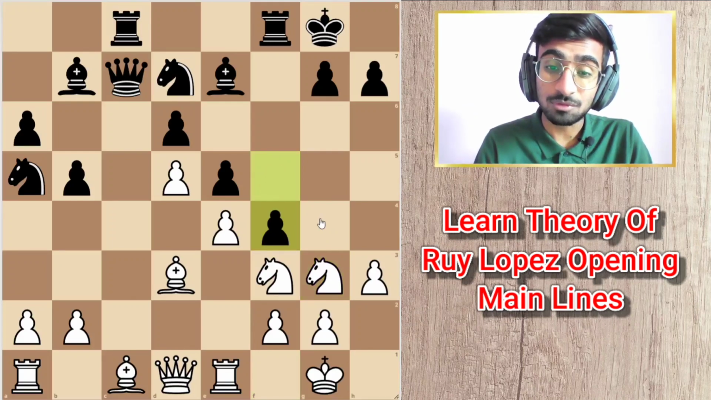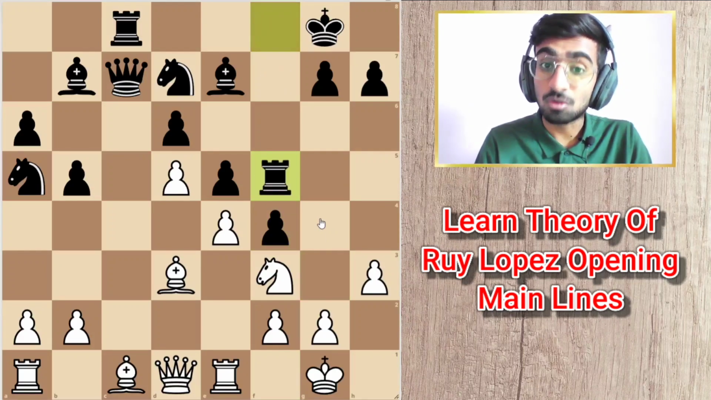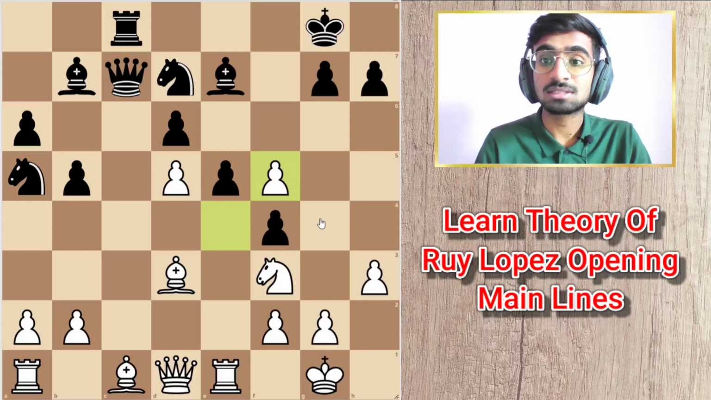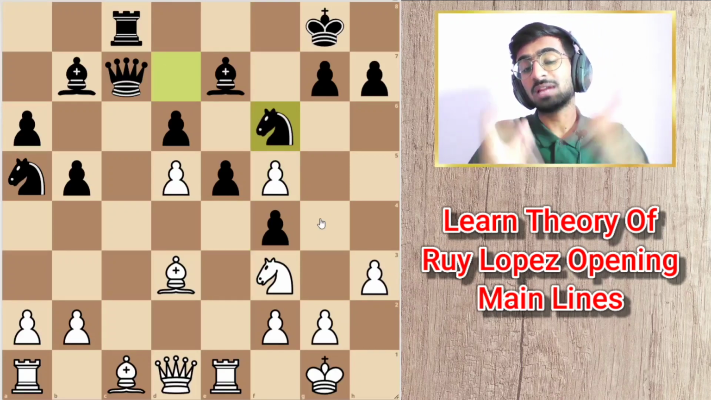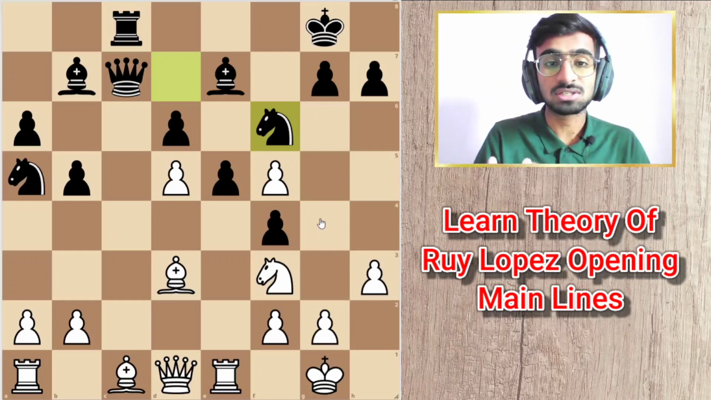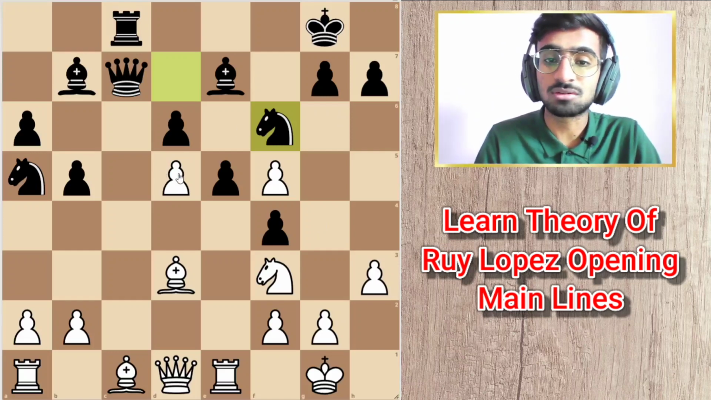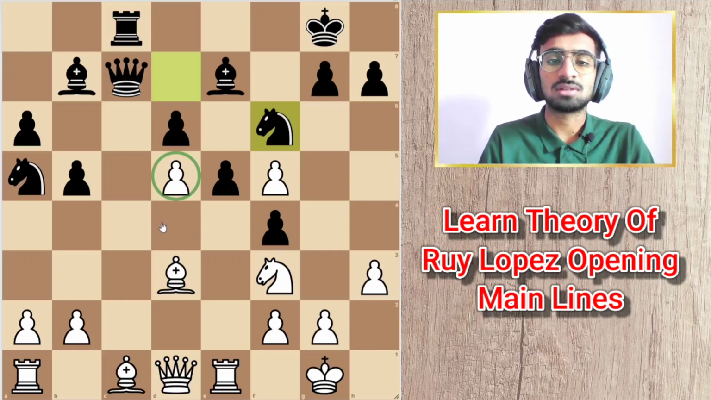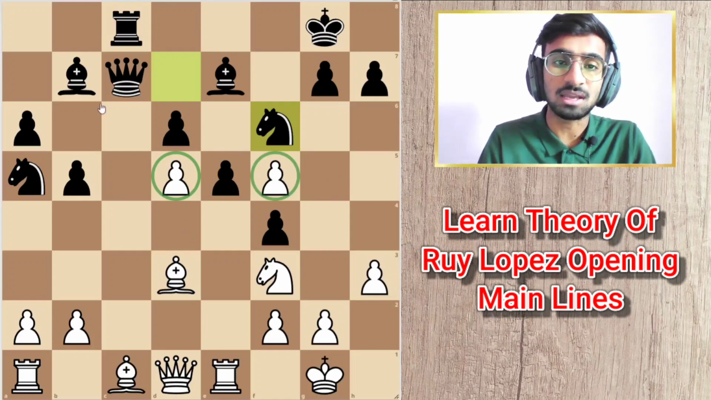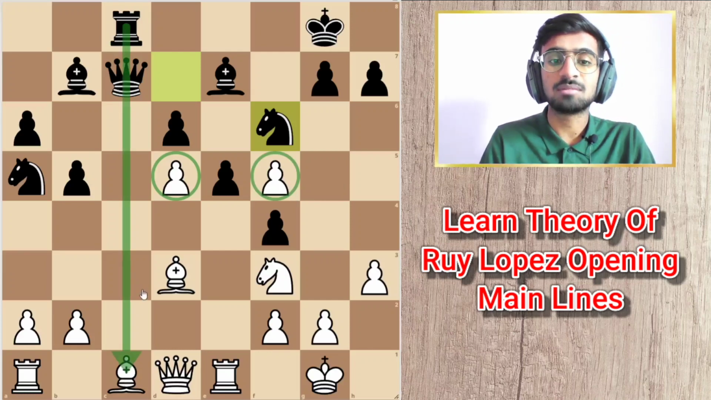Then pawn to f4, knight f5, rook takes, pawn takes, and knight to f6. So here, as you can already see, black has sacrificed an exchange, and in return he is going to get this pawn, obviously, because there is a lot of pressure over here, and also this weakness is there. There is a clear attack coming up.